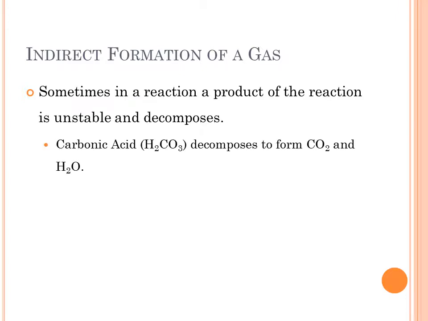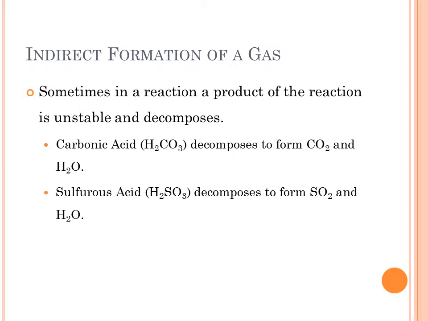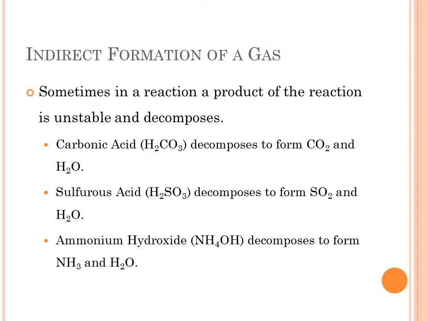Carbonic acid, if it's formed, usually from a carbonate reacting with an acid. The H2CO3 that you would predict that forms decomposes to form carbon dioxide and water. Very similarly, if you react an acid with a sulfite, you form H2SO3, which would decompose to form SO2 and H2O. Now, ammonium hydroxide is often formed from reacting a hydroxide compound with a compound containing ammonium ion, and that would form ammonium hydroxide, which will decompose to form ammonia and water. So let's look at each example.